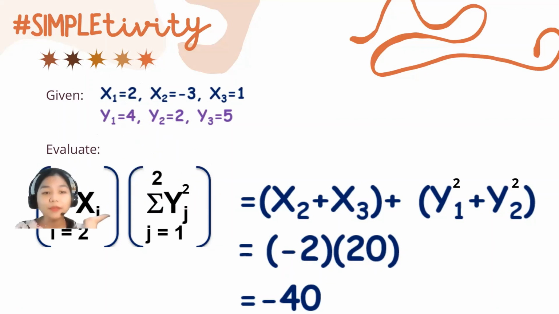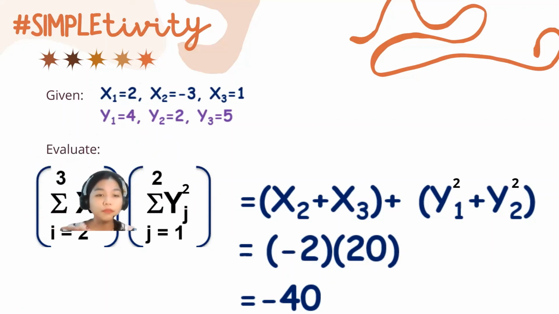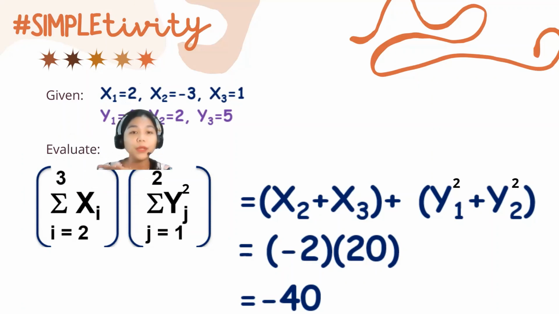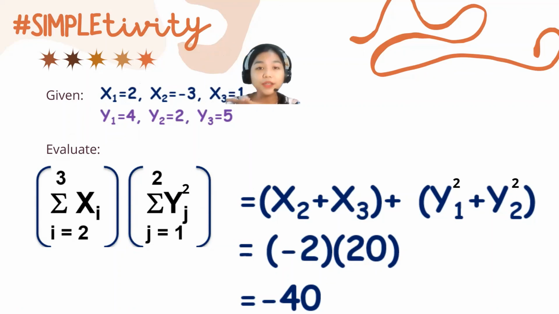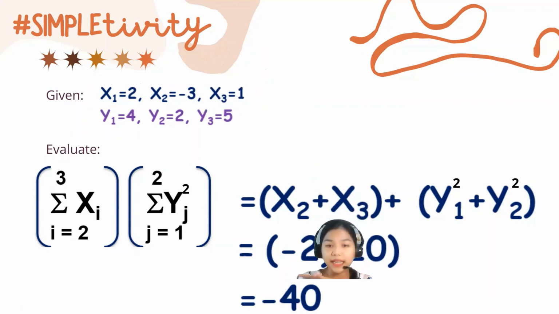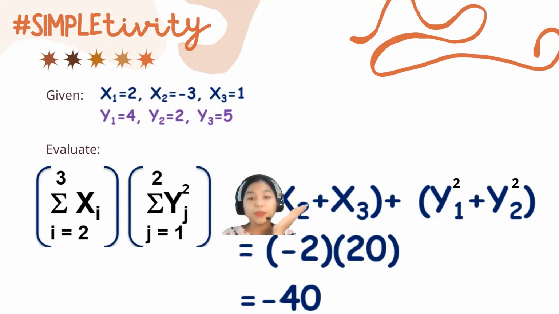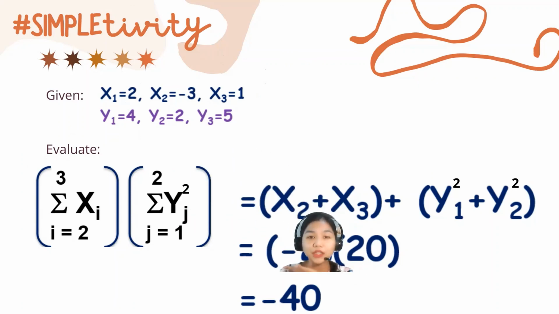So let's try evaluating the first notation. It says to include the second value and the third value. We know that the second value is negative 3 and the third value is 1. So negative 3 plus 1 is negative 2. So we're done evaluating the first notation. This is the summation of the first notation. The answer is negative 2.